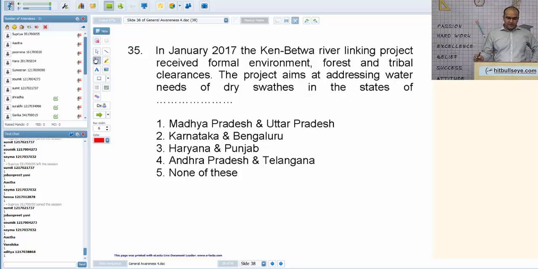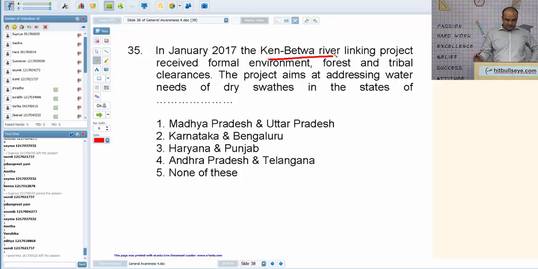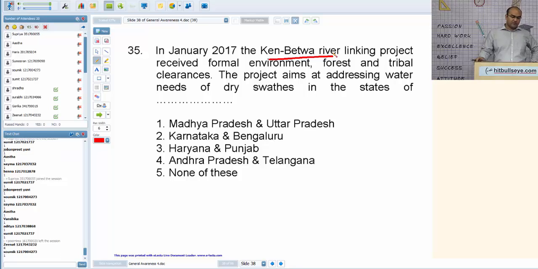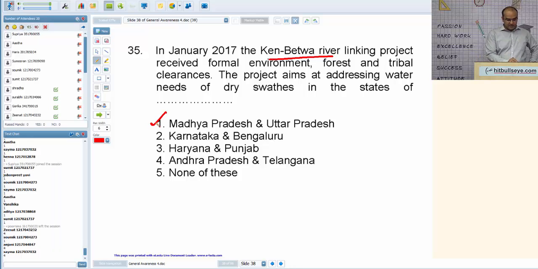Next, in January 2017, the Ken-Betwa River Interlinking Project received formal environment, forest and tribal clearances. The project aims at addressing water needs of dry swathes in states of, so which are the two states which will receive benefits from this particular project? The answer of course is Madhya Pradesh and Uttar Pradesh.